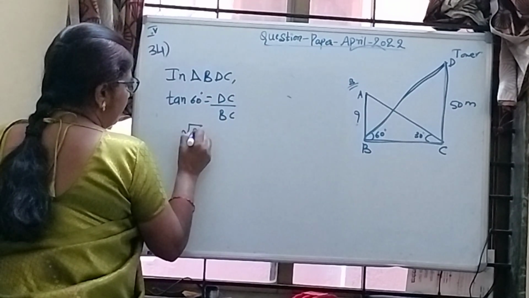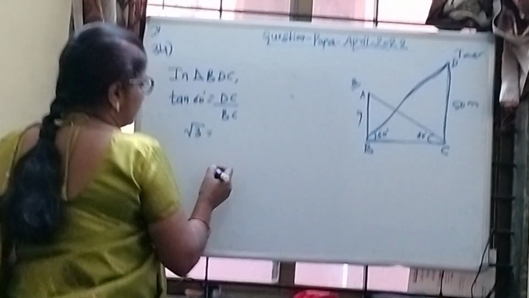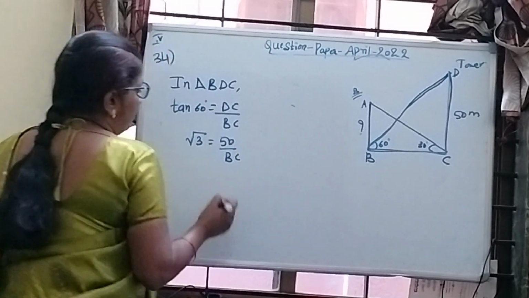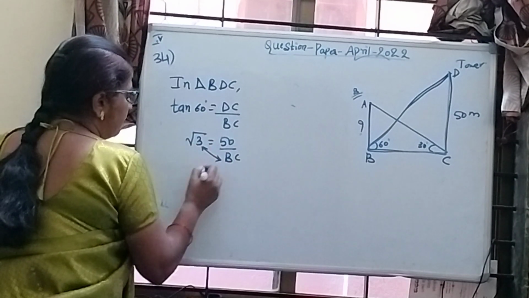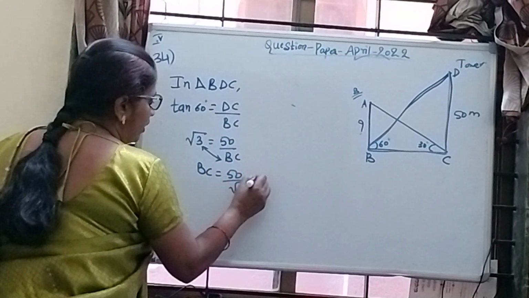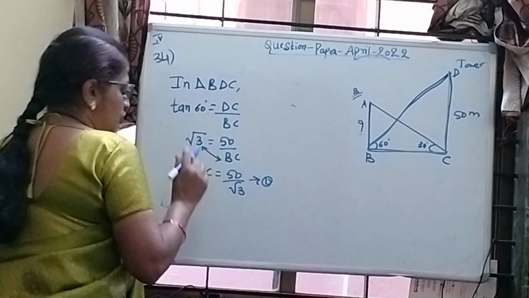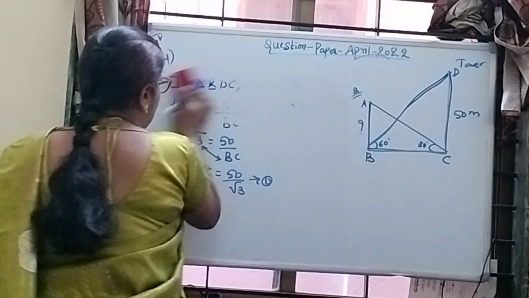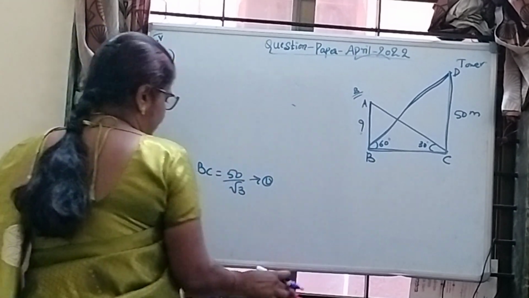The tan 60 degree value is √3, children. DC they have given as 50, divided by BC, which we don't know. Now cross multiply, and BC is equal to 50 by √3. Call it equation 1, so that we can continue with the next. Now we'll consider the next triangle, that is triangle ABC.